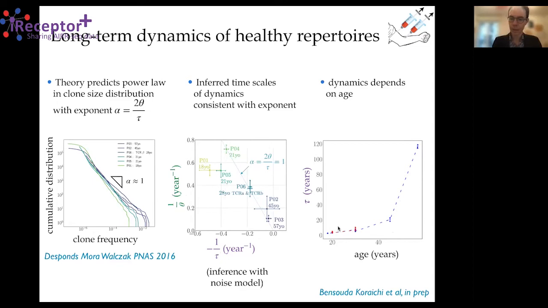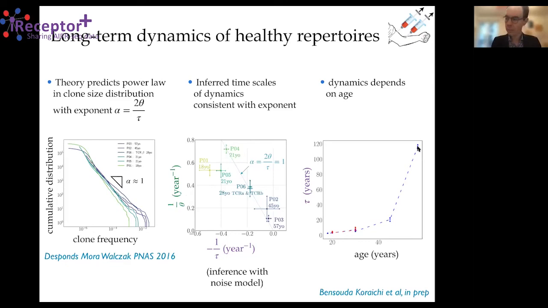Of course, this is the turnover. You can view this tau as some sort of a turnover rate. It's very low for young people, so we have a very dynamic repertoire. And as people grow older, the repertoire starts slowing down and gets almost to a standstill.